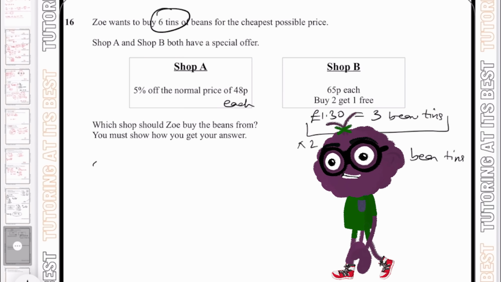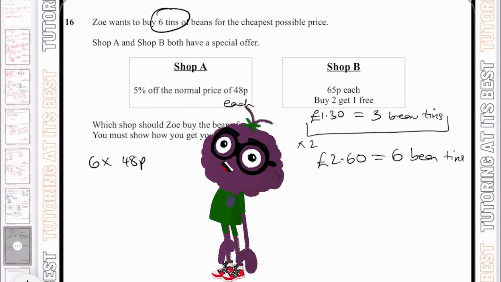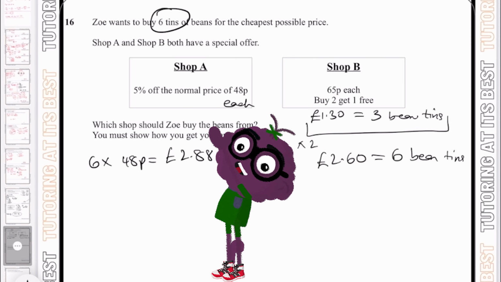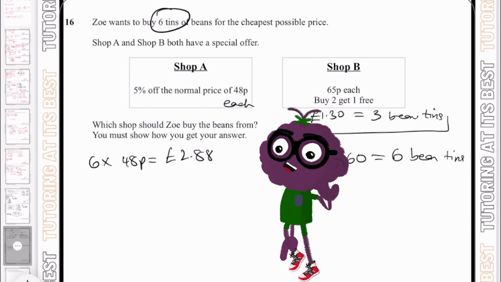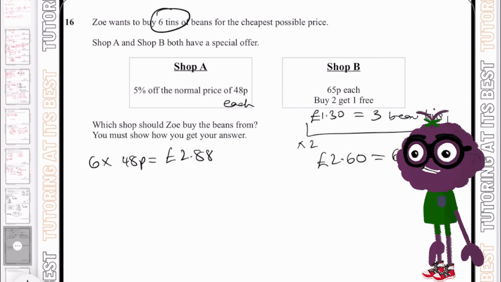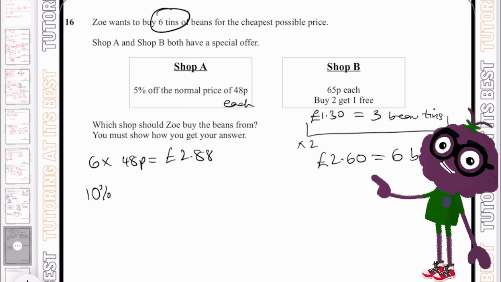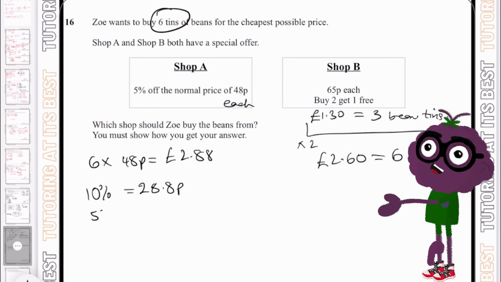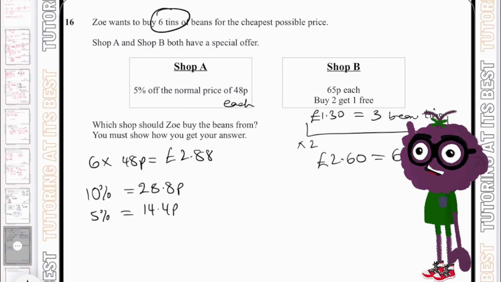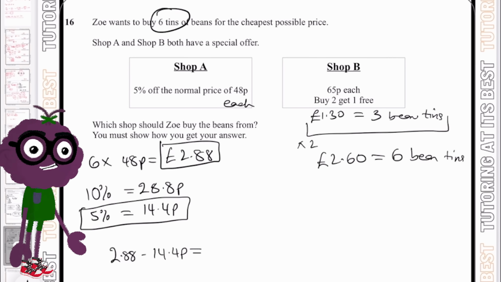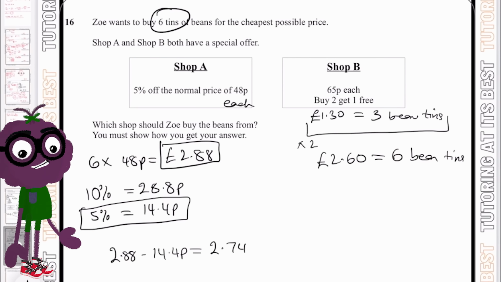So then I'll go ahead and multiply 6 by 48p, which gives me £2.88. And now I need to calculate 5% and then subtract that from £2.88. So if I have 10%, that is 28.8 pence, and divided by 2, that is 14.4 pence. So let's subtract this from £2.88, and that gives us £2.74.